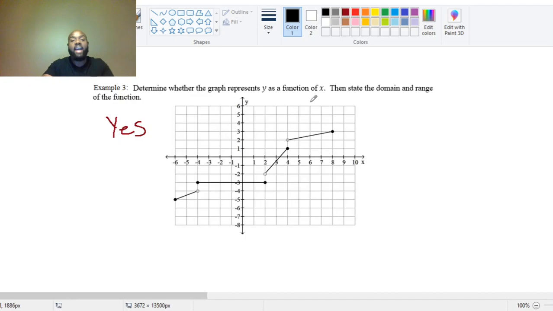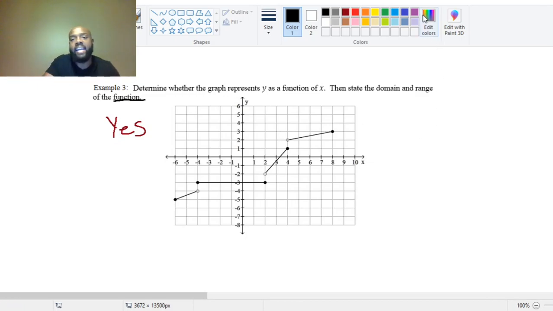All right. Now that we know that it's a function, we're going to state the domain and range of the function. So the domain is your set of all x values where your function is defined. You've got to think about all the x coordinates of your ordered pairs. Sometimes I like to shade in my x-axis for my domain and shade in my y-axis for my range.